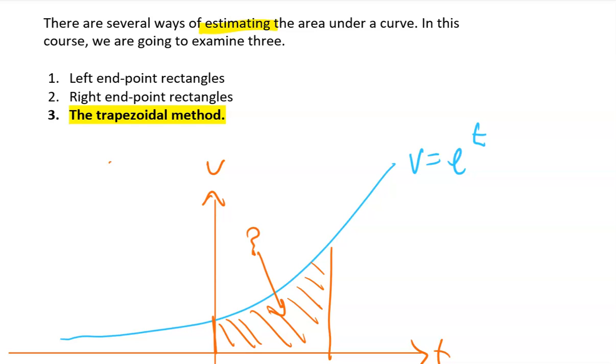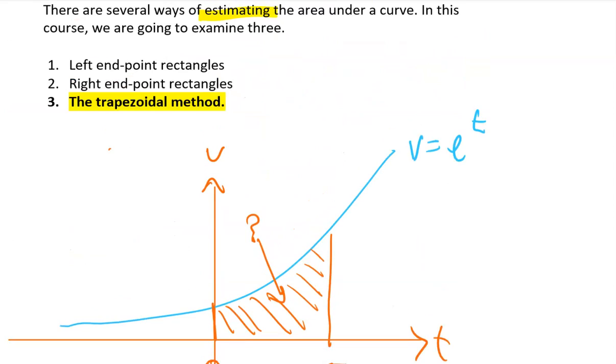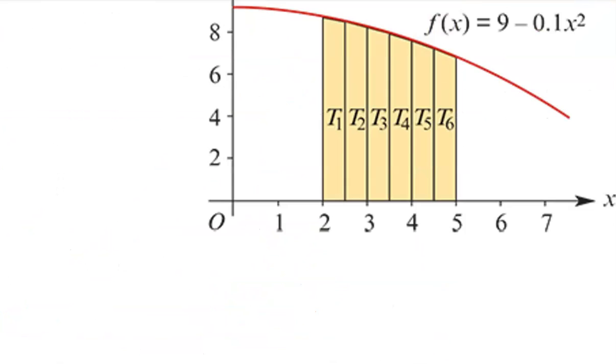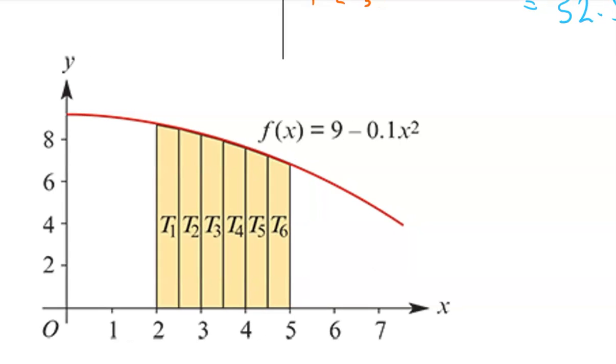All right, so we're going to look at the situation when we do what are called left endpoint rectangles and right endpoint rectangles. Okay, so let's have a look at an example. Here's an example of an equation. So f of x equals 9 minus 0.1 x squared. So there's my function. It's not a difficult one, it's a parabola.